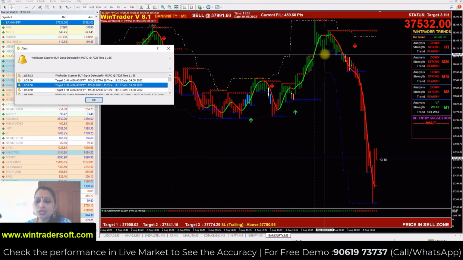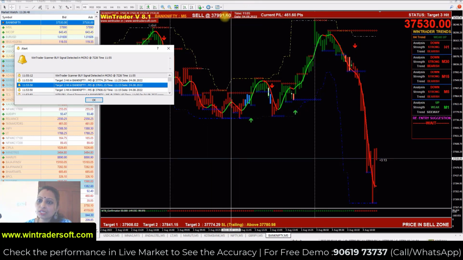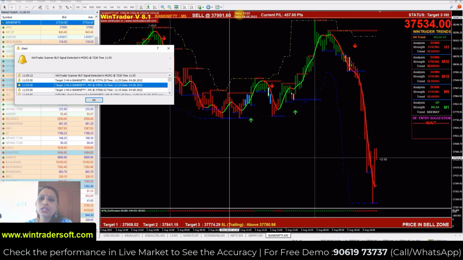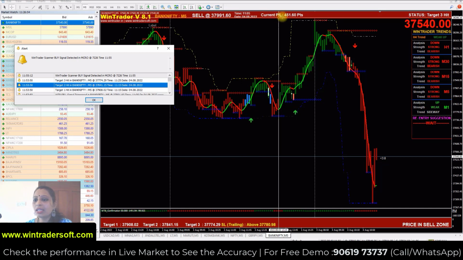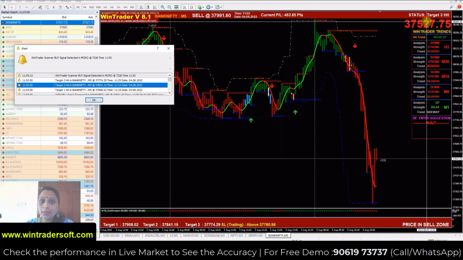In today's sell signal, we got the entry at 37,991.60, and the time is 11. Currently we are in profit of 451 points, and all targets have been achieved. But before taking this signal, you have to check whether the signal is confirmed or not.